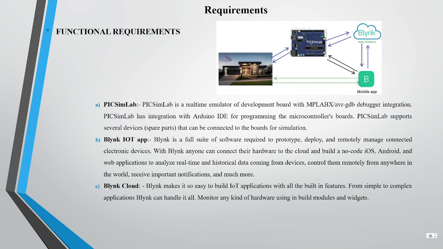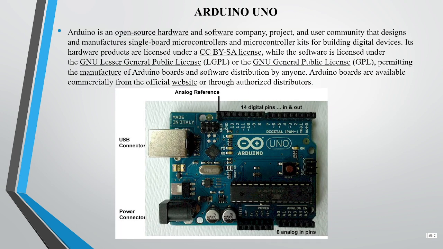The Blynk IoT app is a full suite of software required to prototype, deploy and remotely manage connected electronic devices. With Blynk, anyone can connect their hardware to the cloud and build no-code iOS, Android and web applications to analyze data in real time. Blynk Cloud makes it so easy to build IoT applications, from simple to complex. Blynk can handle it all, so monitor any kind of hardware using built-in models and widgets. So, Arduino UNO. What is Arduino UNO?